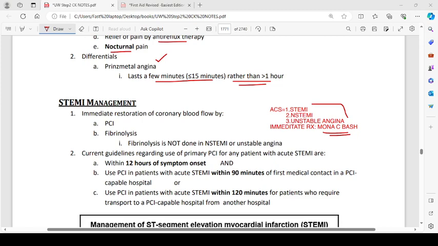I'm taking a screenshot in the mobile. You may search it is you can search it on the Google. Just write Mona C bash mnemonic.